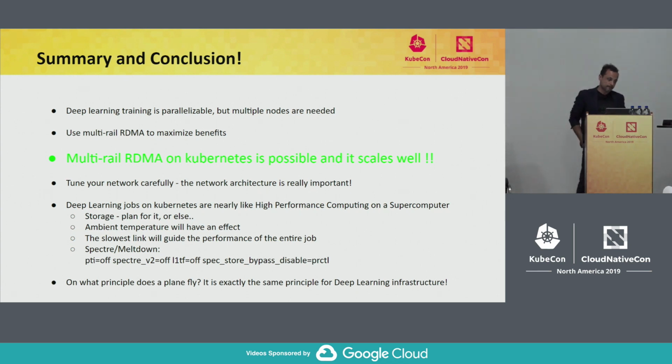Well, this is the summary, and it's coming to a close. Finally, the upshot of the matter is multi-rail RDMA and Kubernetes is possible, and it scales very well, as we've shown. We've shown the performance numbers. There are a lot of things to take care of, and you can go through the slides. We'll publish, of course. Further work would be storage. You got a plan for it?